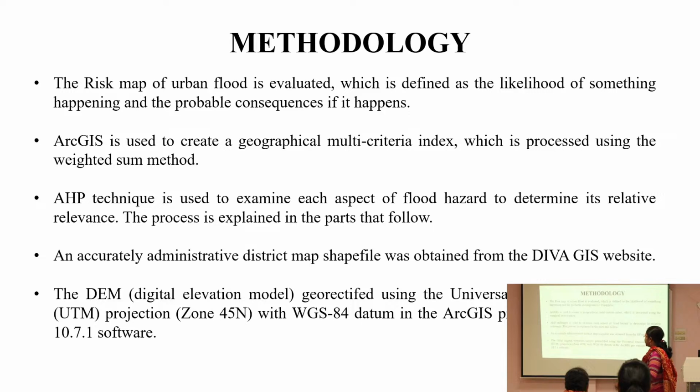So normally the DEM, digital elevation model, is using the Universal Transverse Mercator, that is UTM projection zone 45N, with WGS 84 datum, in the ArcGIS Pro version and ArcGIS 10.7.1 software, it is used here. So that is your DEM data.